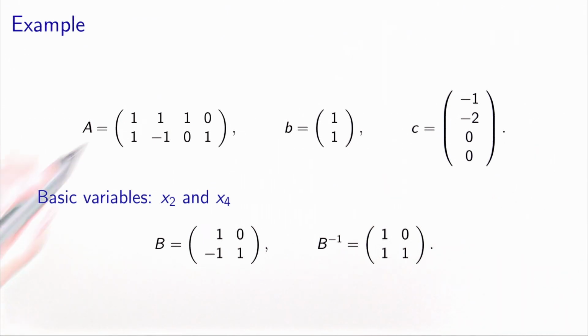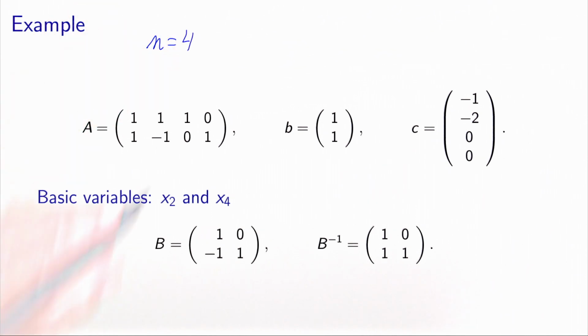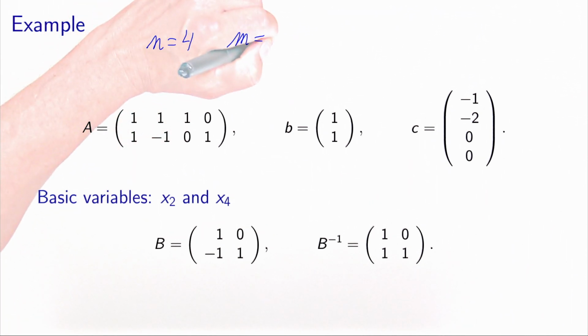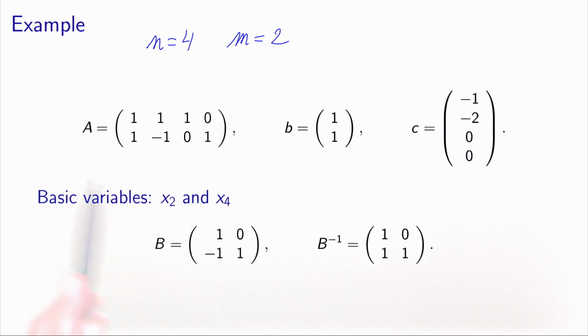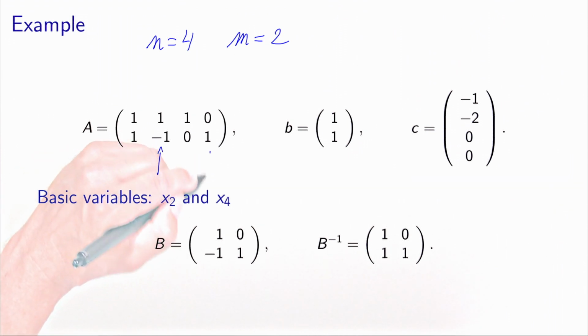I use an example here where I have 4 variables and 2 constraints. So this is the matrix of the constraints, which is 2 by 4. This is the vector b, and this is the vector c. Now I decide to select in the basis variable x2 and variable x4. I take these 2 columns and I form the basic matrix B. And I can calculate B^-1. With this information, I can build the tableau.